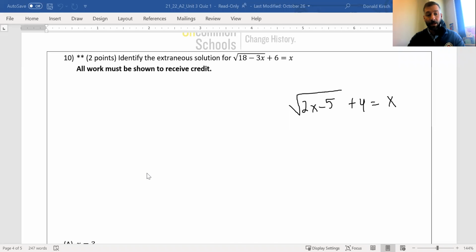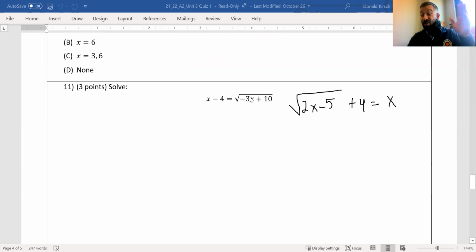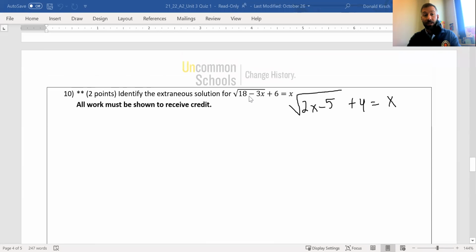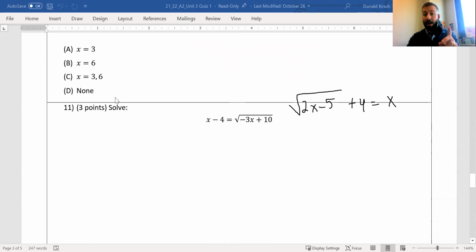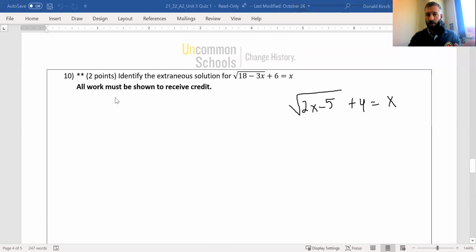Okay, for number 10 and number 11, they're both radical equations. So I'm going to use one example to solve both of these. But notice that the difference is really what you want to do. In number 10, I just need to identify the extraneous solution after I solve, whereas in number 11, I just want to solve and find out what those solutions are, again excluding the extraneous solutions.